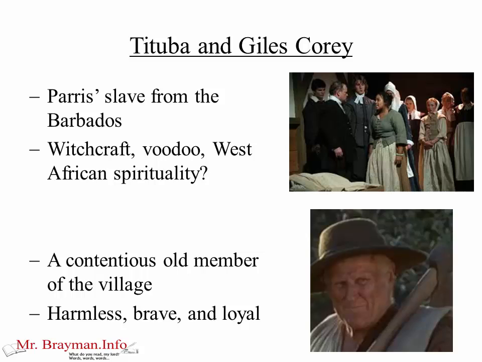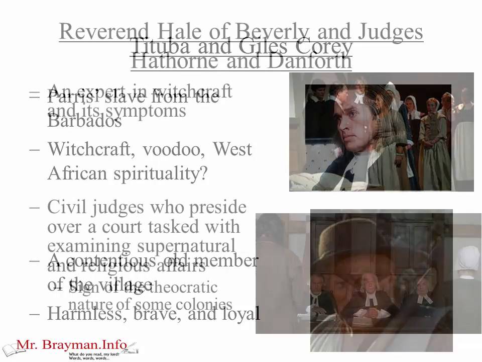And then there's Giles Corey, who's a contentious old member of the village. He's an honest man. He's very harmless and brave and loyal, but he represents the honest people who stand up to negative authority and the abuses of power and who end up suffering for it.